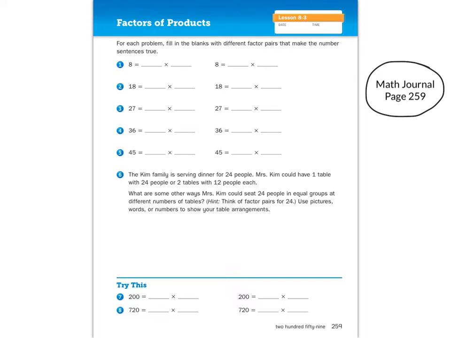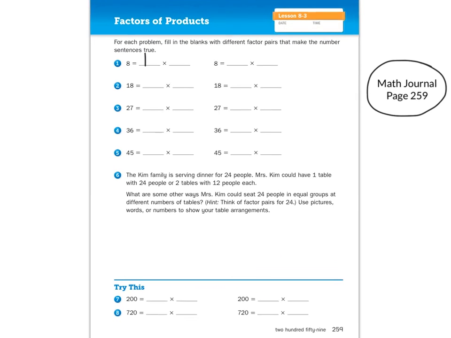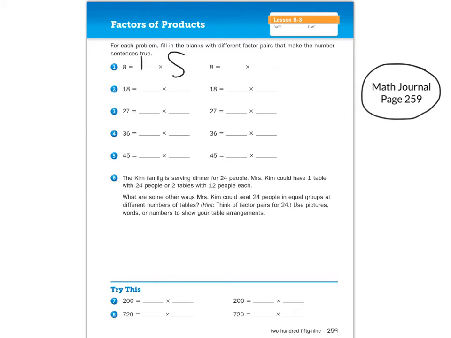So our first product is 8. And so we have to think of what are 2 different ways that we can get 8. And so the easiest one that I can think of is 1 times 8. All right, can you think of another way to get 8 that doesn't use a 1 or an 8? If you were thinking 2 times 4, you're correct.